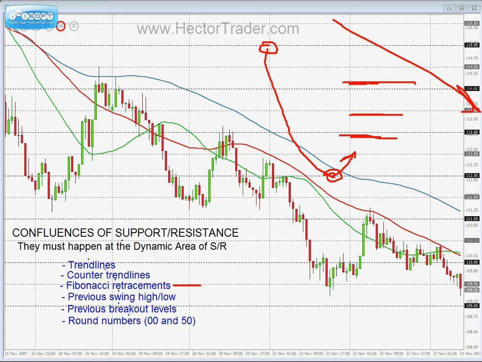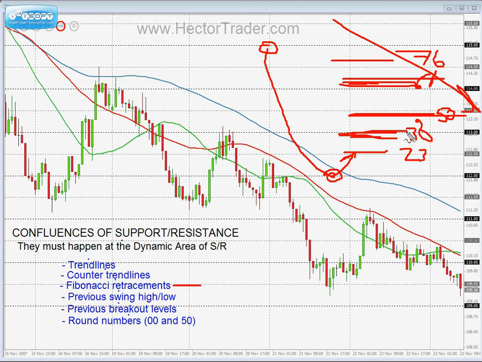The most typical levels of Fibonacci retracement are the 23%, which comes around here. Then you have the 38%, then the 50%, the 61%, and finally the 76%. I usually only pay attention to the 61, 50, and 38.